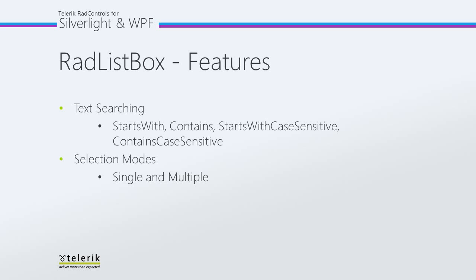With text searching, you can use starts with, which will allow you to find any text starting with the first character you typed; contains, any text containing the first character you typed; starts with case sensitive, which is text starting with the first character you typed with case sensitivity; and contains with case sensitive, which is any text containing the character you typed with case sensitivity.